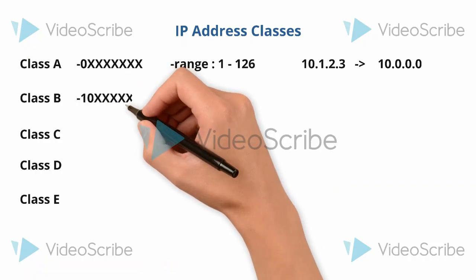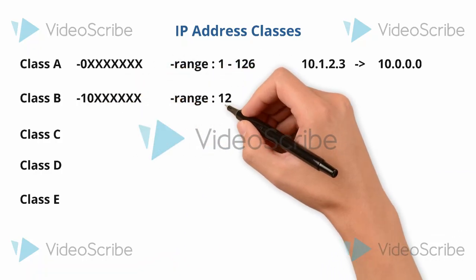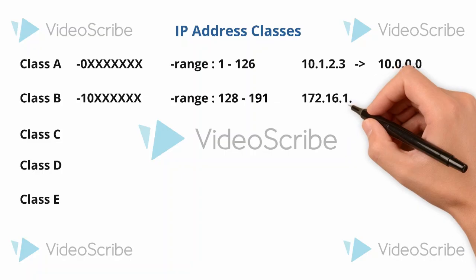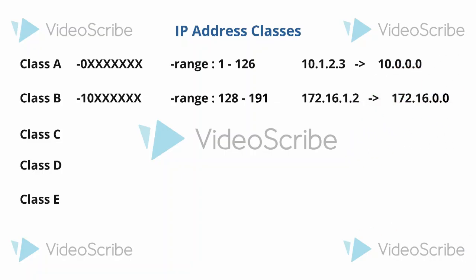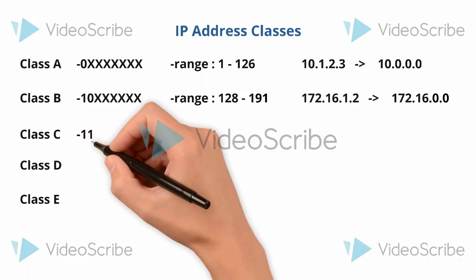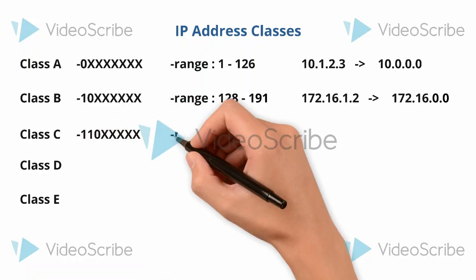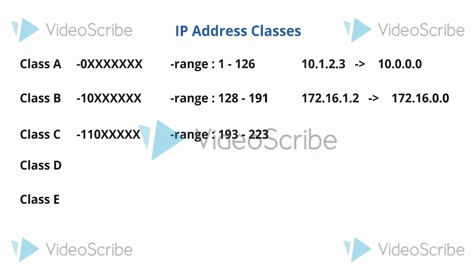Class B starts with 10 in binary and covers 128 to 191. Here, the first 16 bits are the network and the last 16 are the host. Example, 172.16.1.2 is on the 172.16.0.0 network.